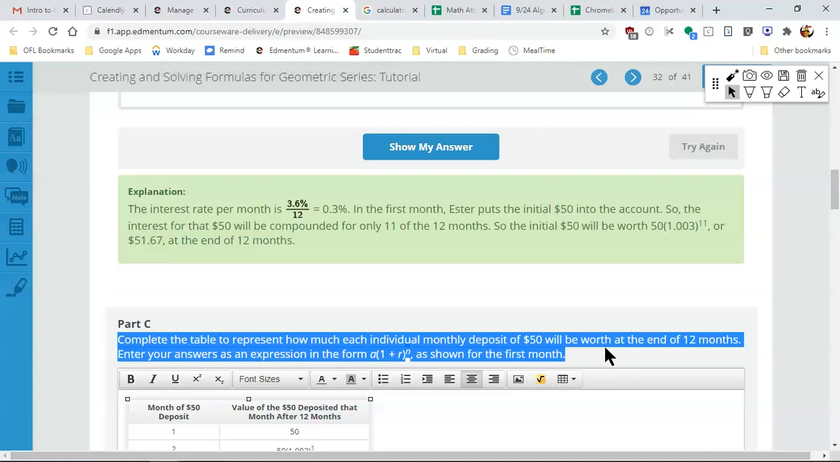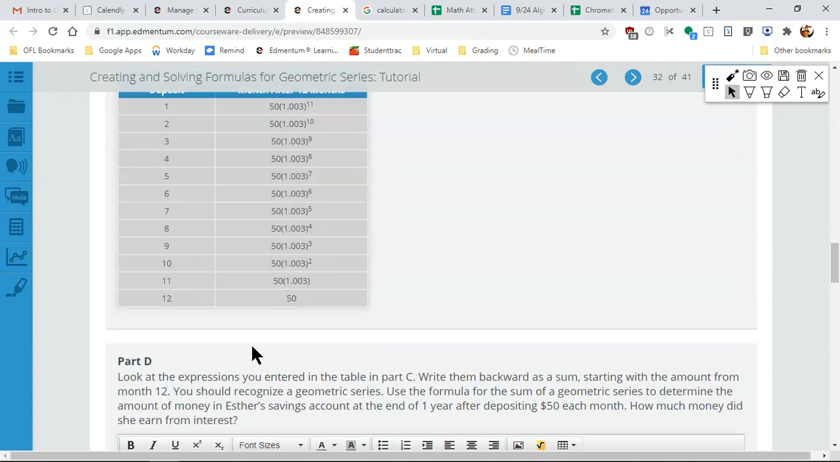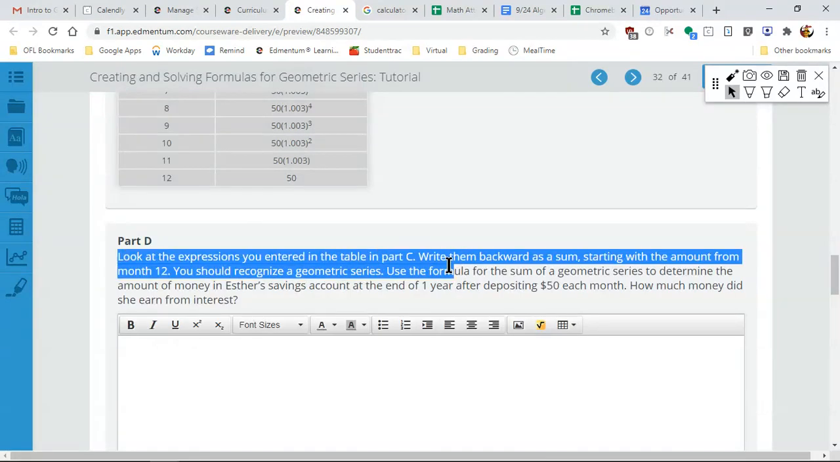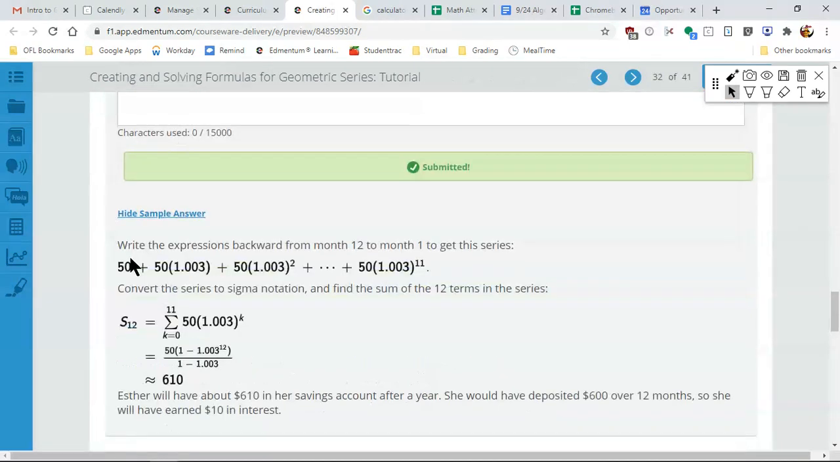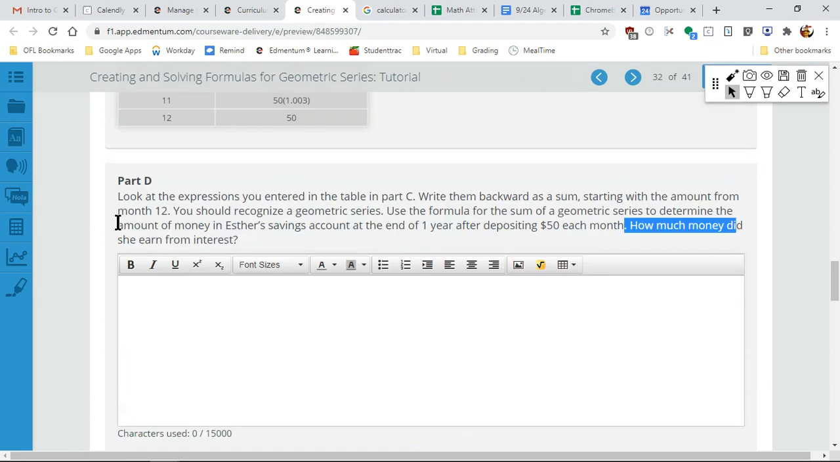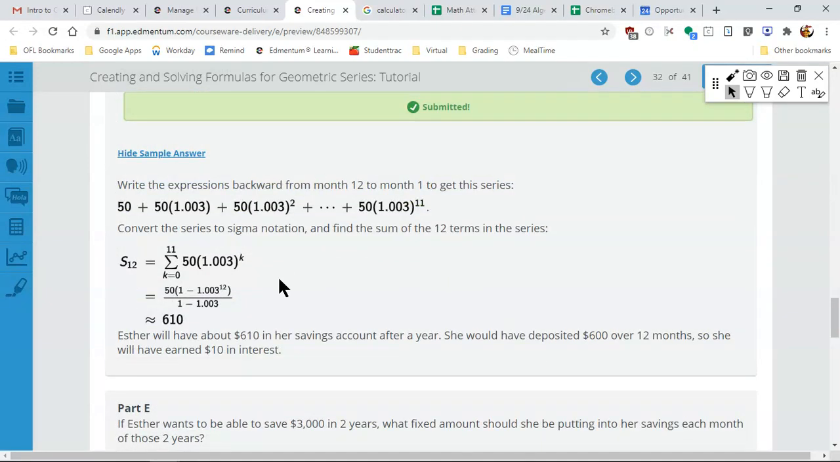So complete the table is worth $50. Sum $50. Look at the expression, make it backwards, use the formula. How much money did she earn from interest? So what they're saying is, hey, we're gonna deposit another 50 on top of that 3%. So they did a terrible job at saying that. What's happening here is she is adding $50 every year plus the interest.